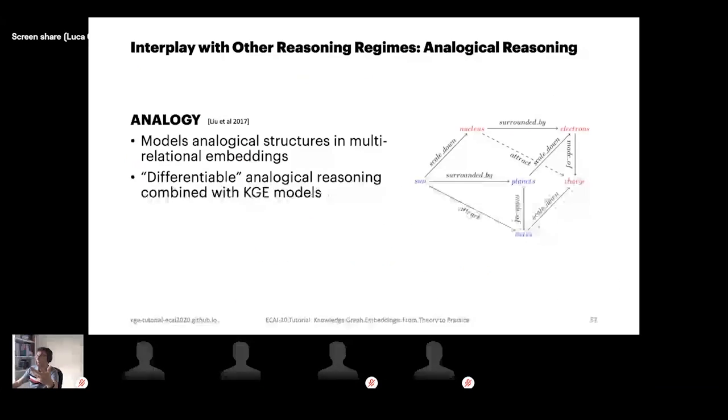We see how other reasoning regimes are integrated into knowledge graph embedding architectures, for example, when trying to use analogical structures, analogical reasoning, so that if sun is surrounded by planets and attracts mass, by analogical reasoning, we scale down sun to nucleus and planets to electrons, and we may try to predict that a nucleus attracts a charge by analogy with the sun that attracts a mass. And this is the idea behind analogical reasoning. But if we can make that idea differentiable, right, we can combine it with knowledge graph embedding models and come up with more powerful models that cherry pick the best aspects from different worlds.